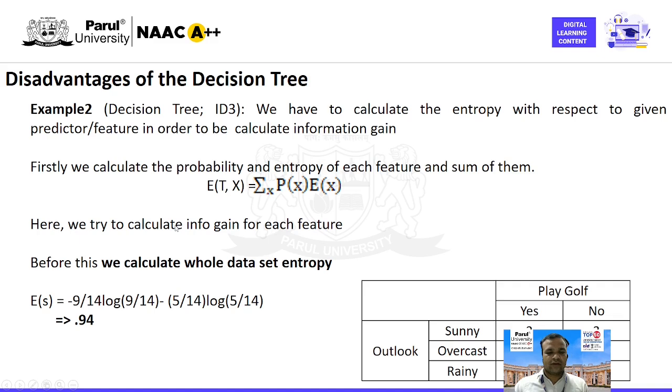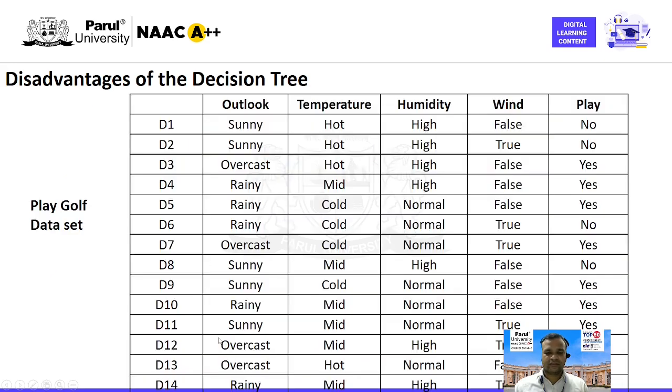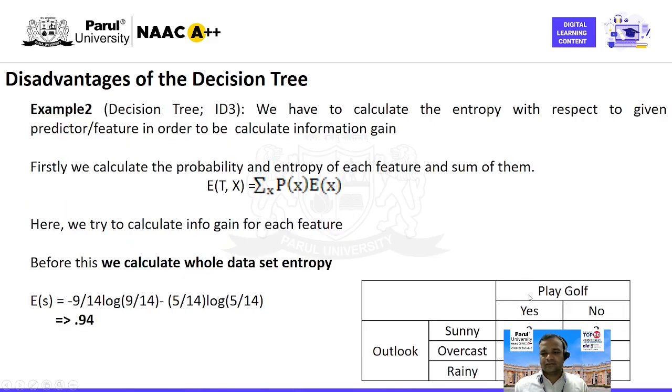Here we try to calculate info gain for each feature. Before this, we calculate the whole dataset entropy. Firstly, we look at the first feature, outlook. Outlook has three conditions: sunny, overcast, and rainy. Outlook is the feature name, and the target is playing golf, which may be yes or no for each weather condition.